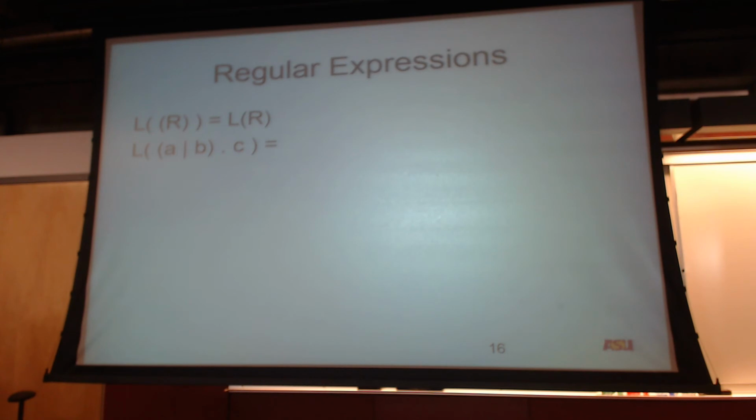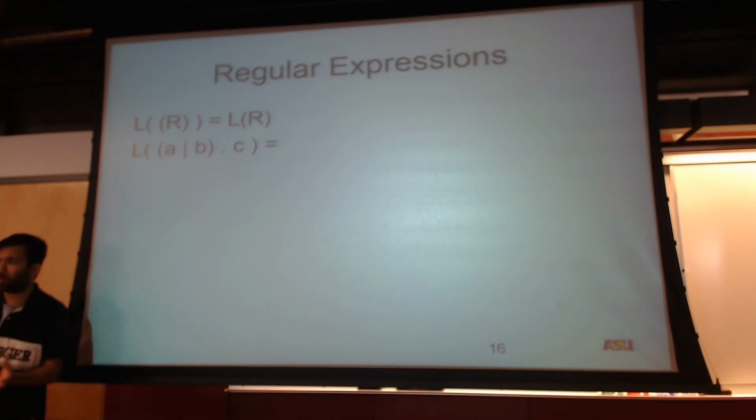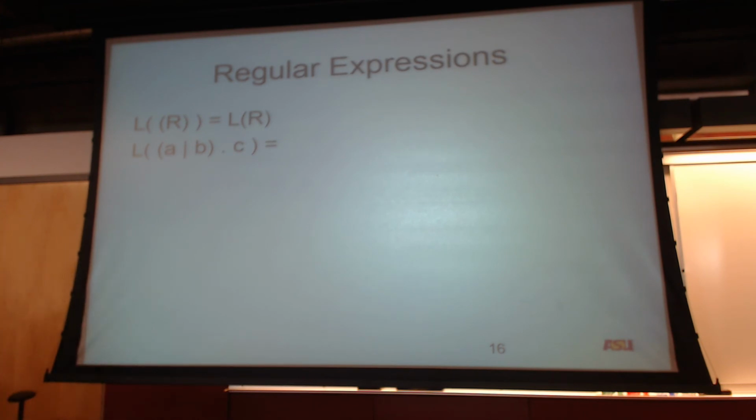How will you divide this? Language of A bar B, language of C. A bar B is R1 and R2 will be C, because now you have put parentheses around. So this will be L of A bar B dot L of C, and A bar B is A comma B, and you do dot C of it. So the result will be AC comma BC.